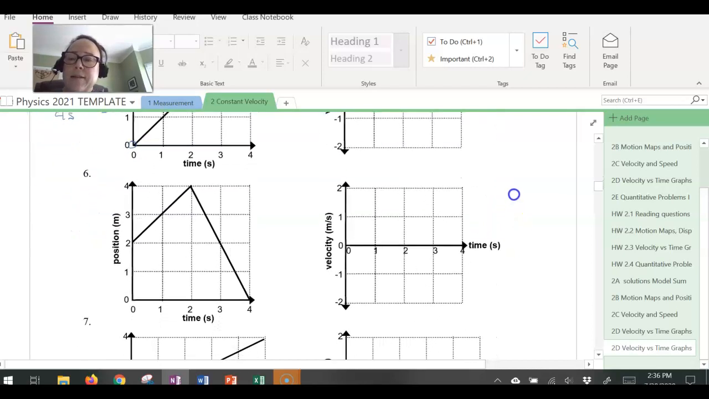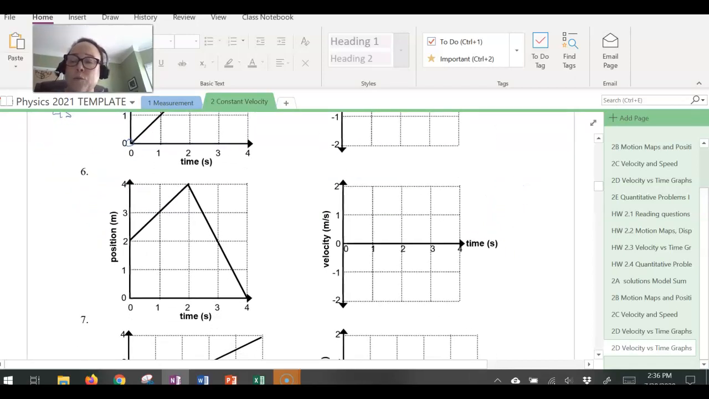Let's look at number 6. Here we have a more interesting kind of trip. The direction changes. First, the object moves in the positive direction. That's this area with the positive slope. And then the object moves in the negative direction. Now, when we do a velocity versus time graph, we're showing the velocity at each point of time, not the average velocity for the entire trip, right? We're showing the velocity at each point in time.